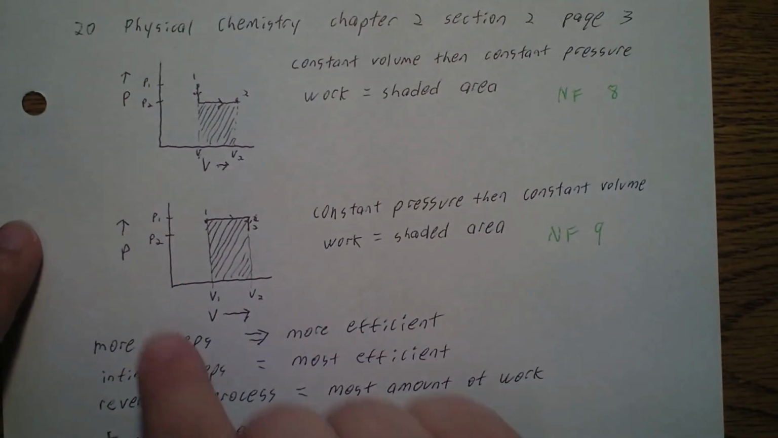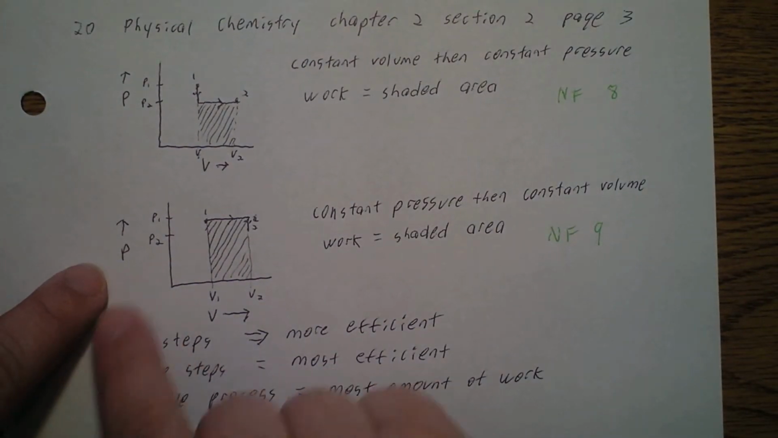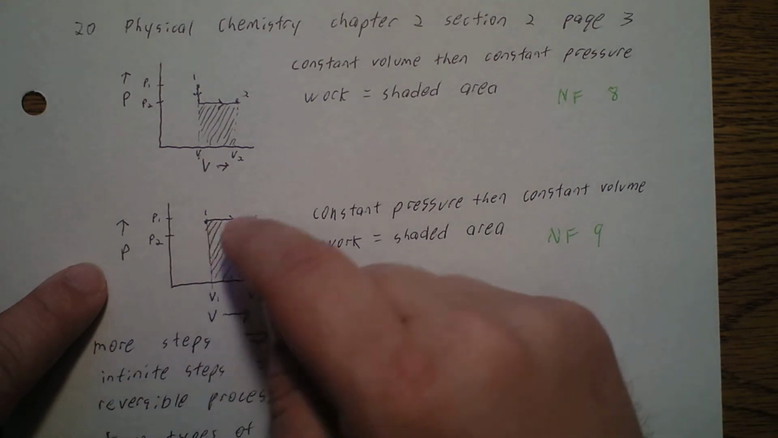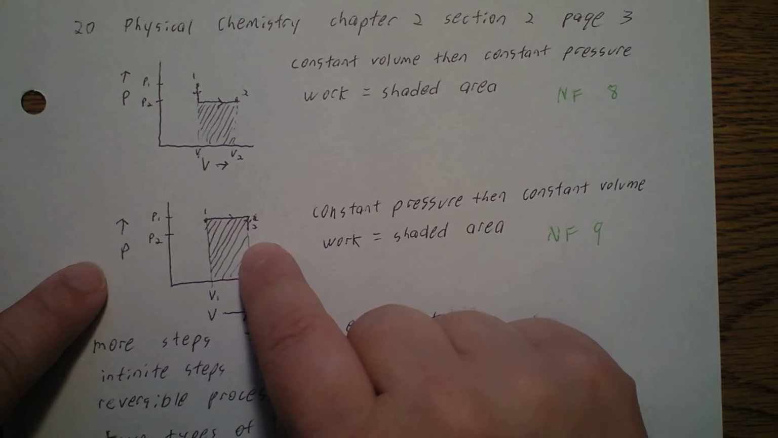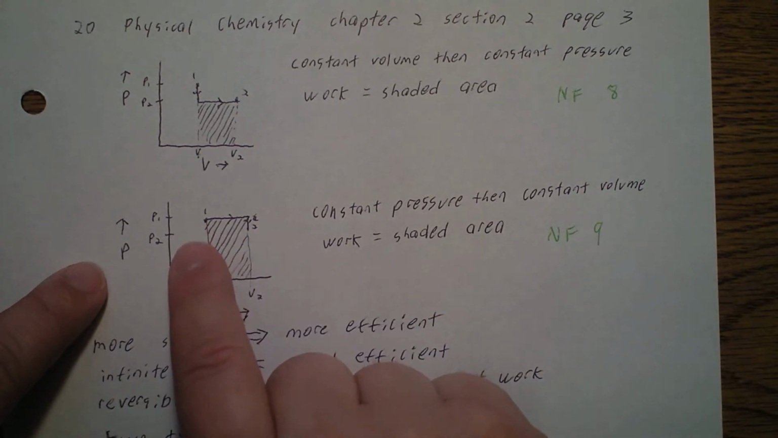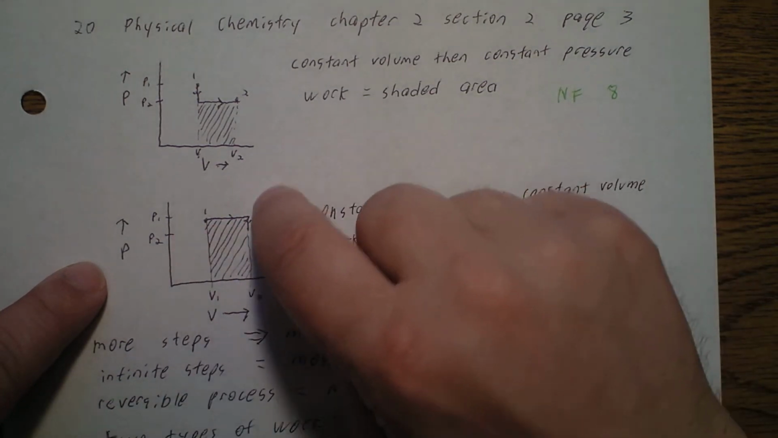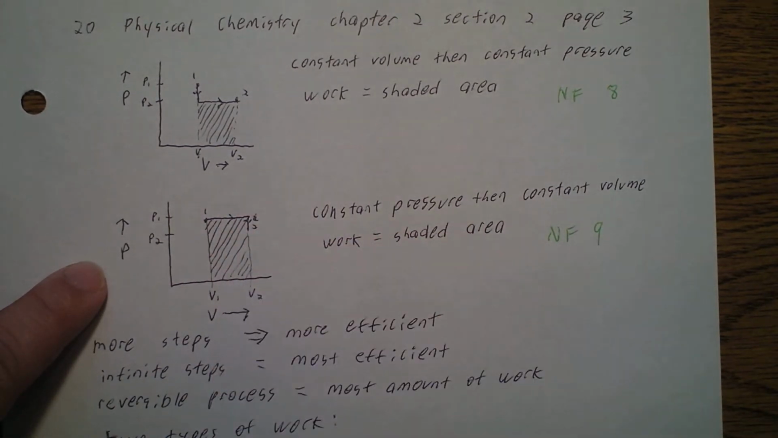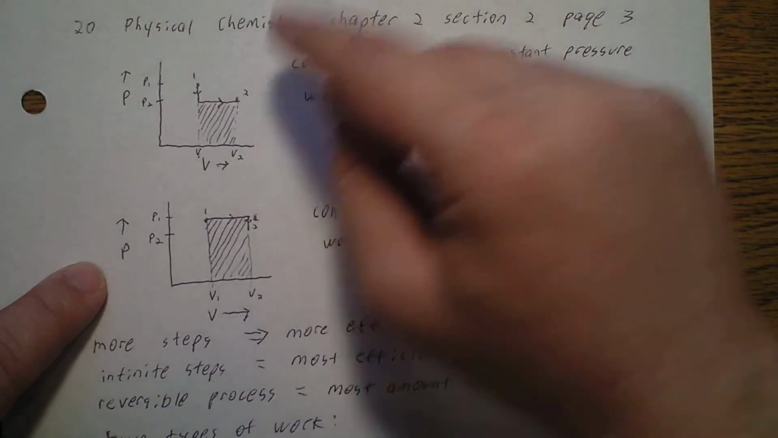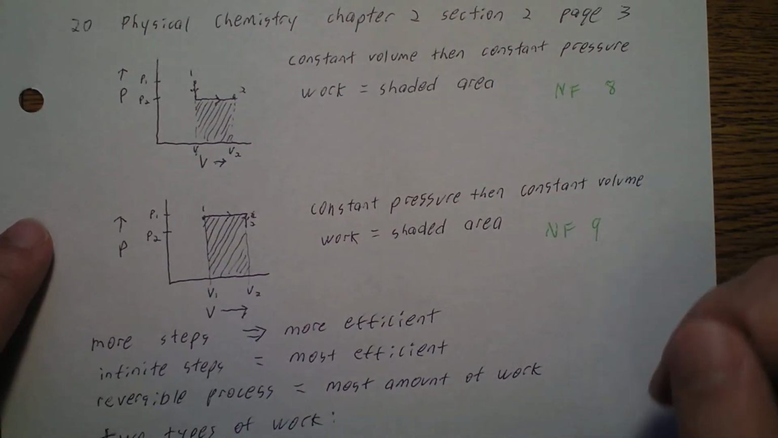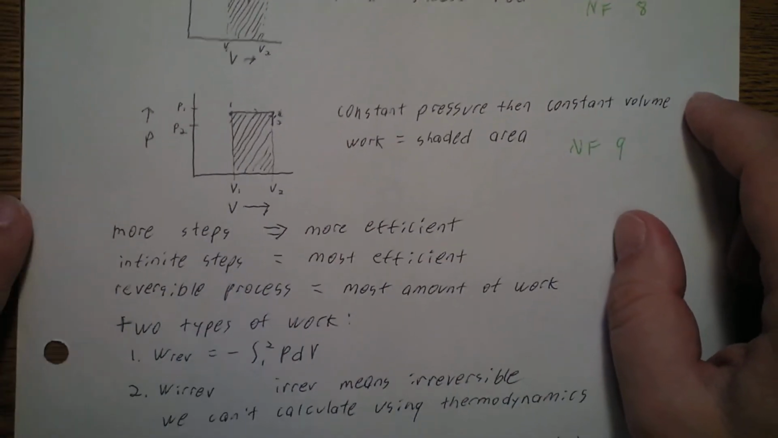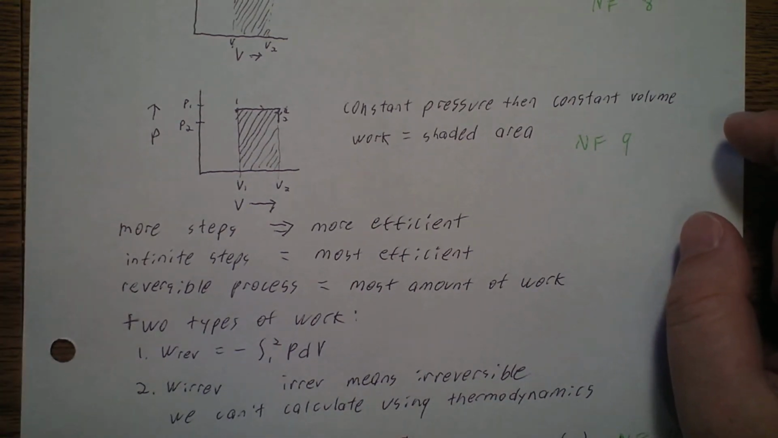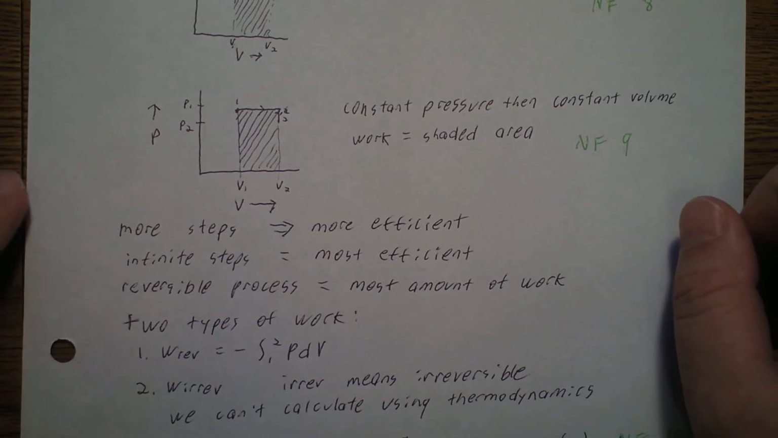Here's a third choice out of infinite choices. So here's pressure versus volume still. We still have our same initial pressure and volume, and our final pressure and volume down here. This time we're going constant pressure and then constant volume. And again, the work is the area under the curve. And as you can see, it's a lot bigger than that. It's even bigger than the one we did before. So that's why it's important to remember that when you're doing work, you have to know exactly how it was done, not just your initial and final.